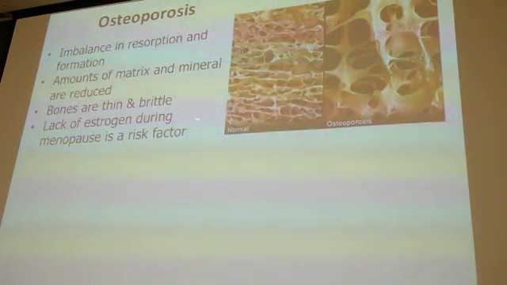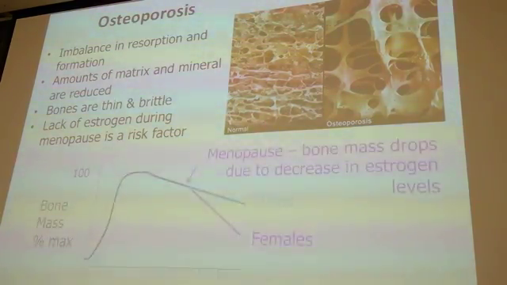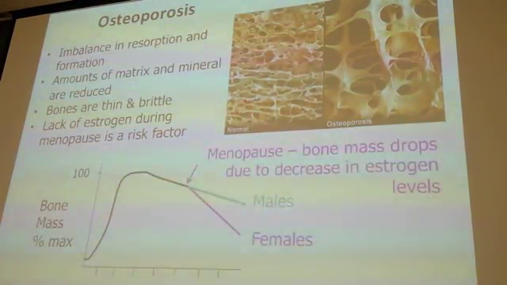And one of the biggest risk factors is a lack of estrogen, which happens in menopause for women during aging. So this is a representation of this in terms of the bone mass percent max. During aging, we have this rapid increase as we're growing, and then as we age, there's a gradual loss in bone mass. This is a normal part of aging. But at menopause in females, there's a progressive decline at this point when they stop producing estrogen.